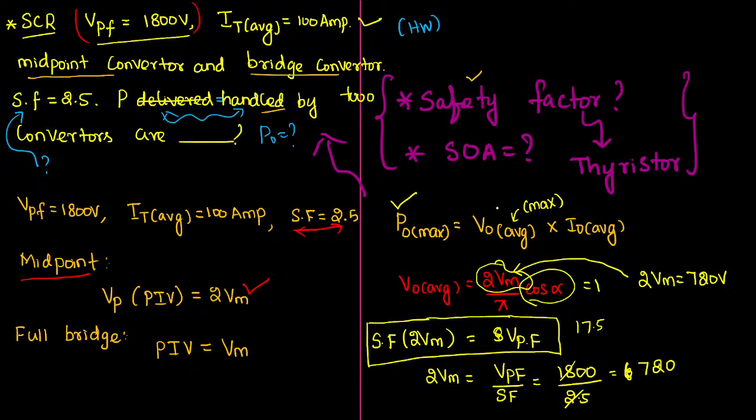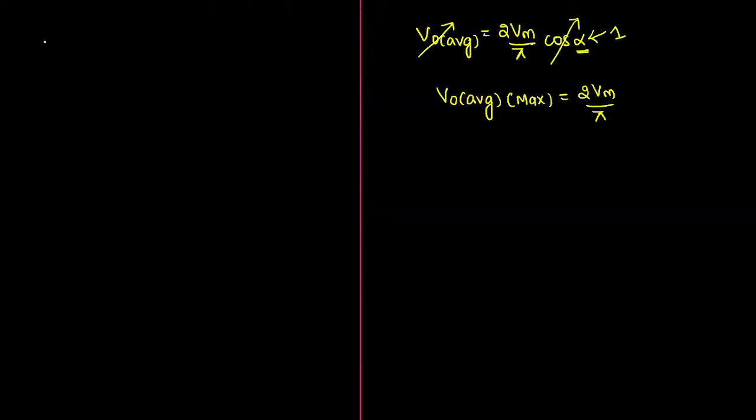From this, now we can substitute. So what we can say, the maximum output power we are calculating for the midpoint converter will become 2 Vm by pi, cos alpha will be 1 now, into thyristor average current. From that we have to substitute the value of I naught average. That's all. If you substitute these two, you will get the correct answer.